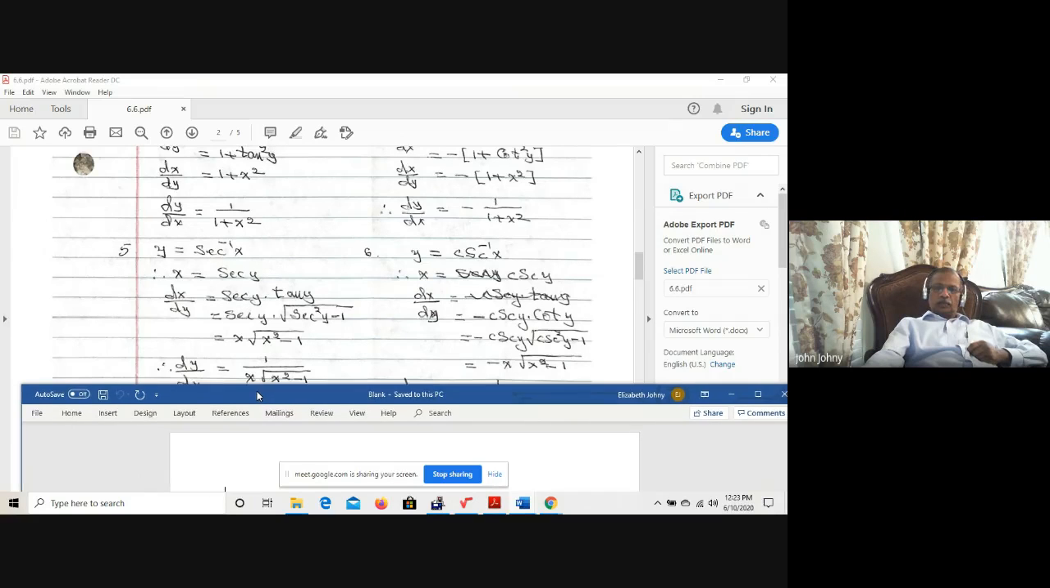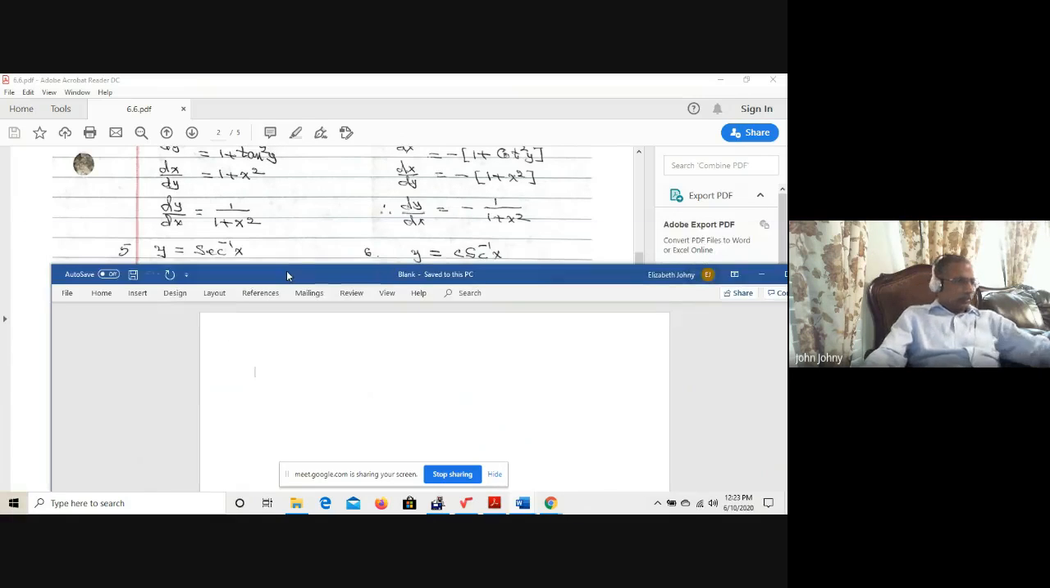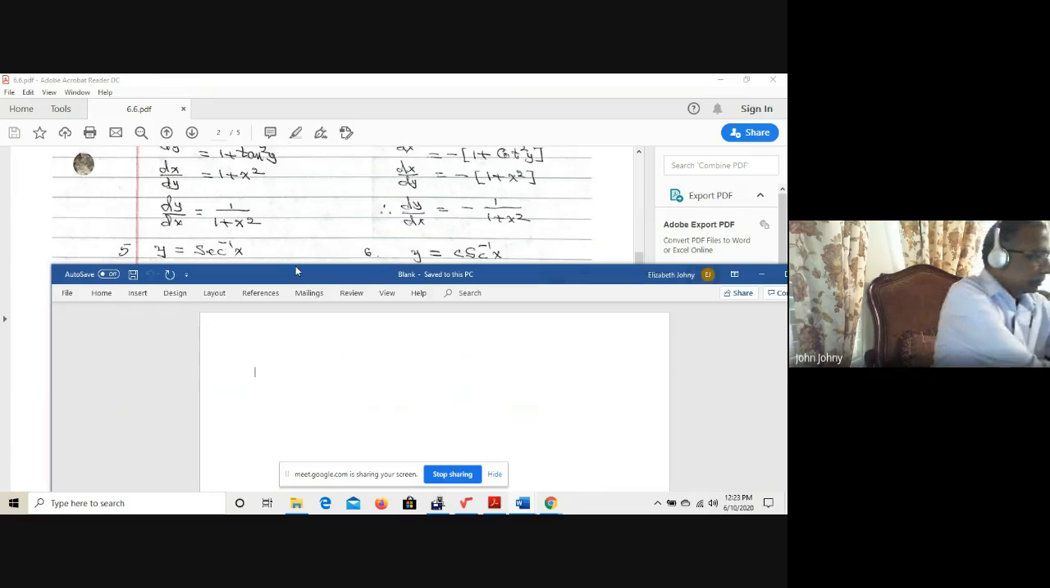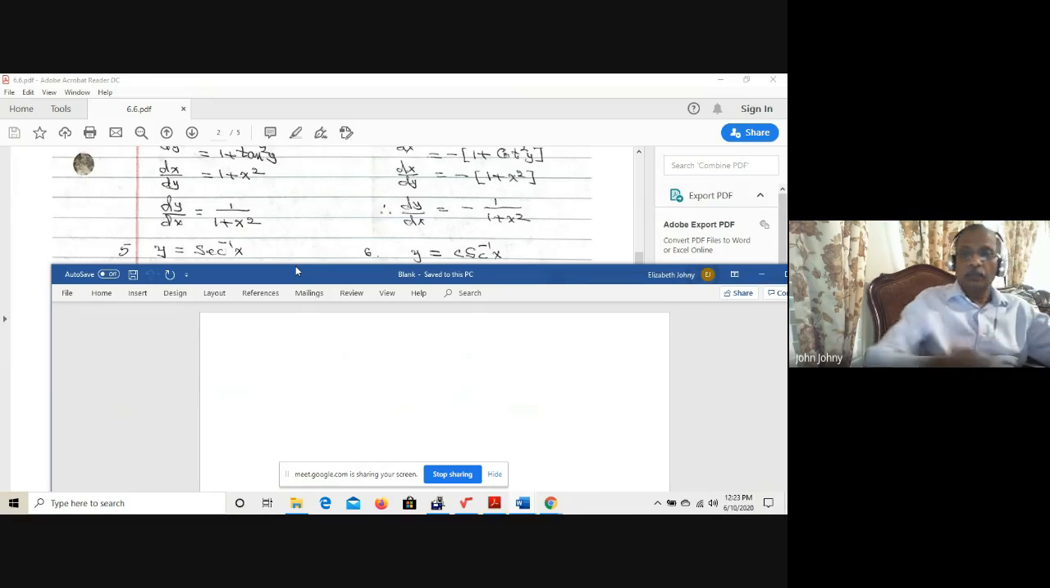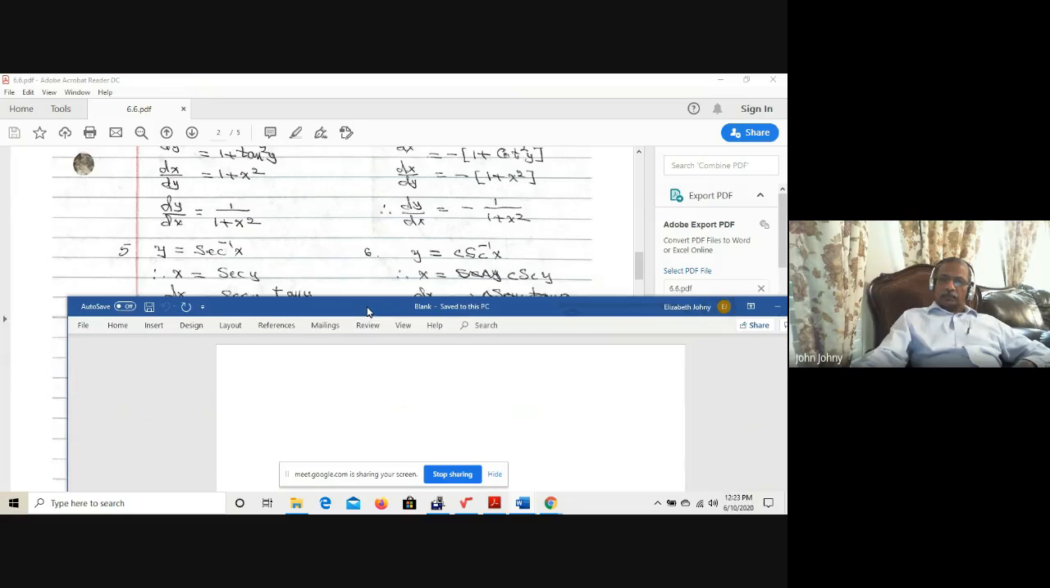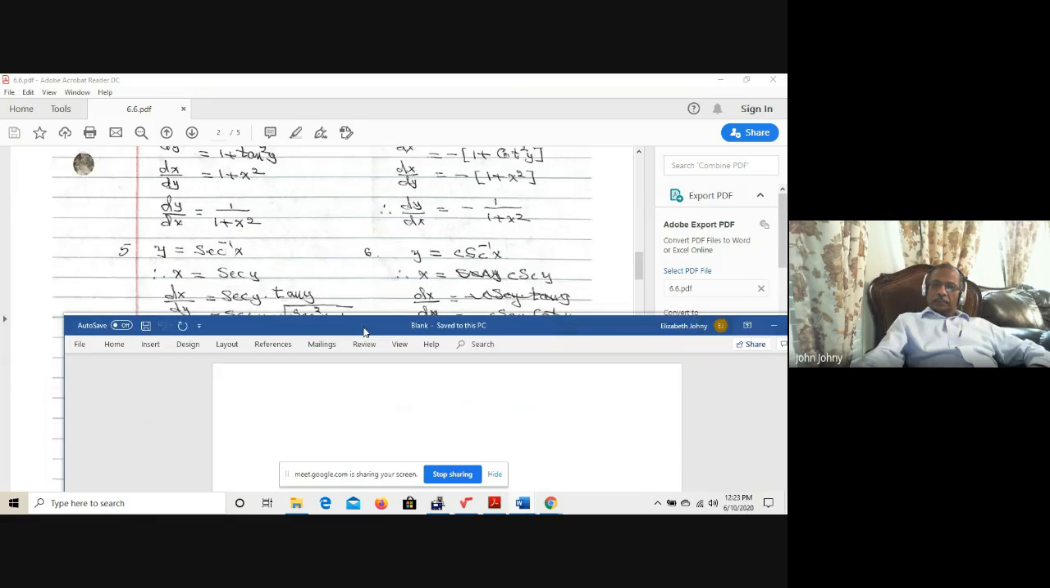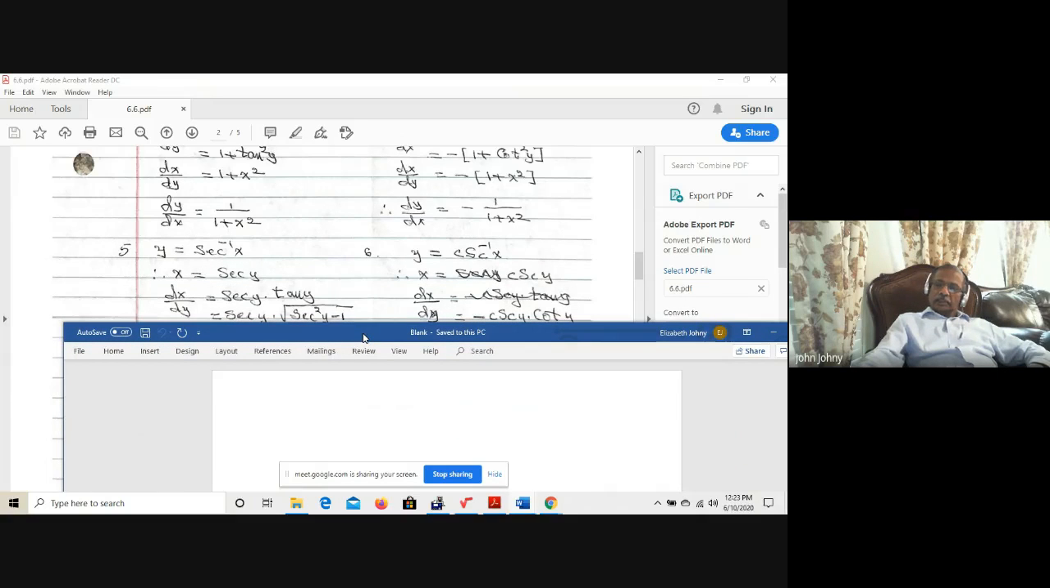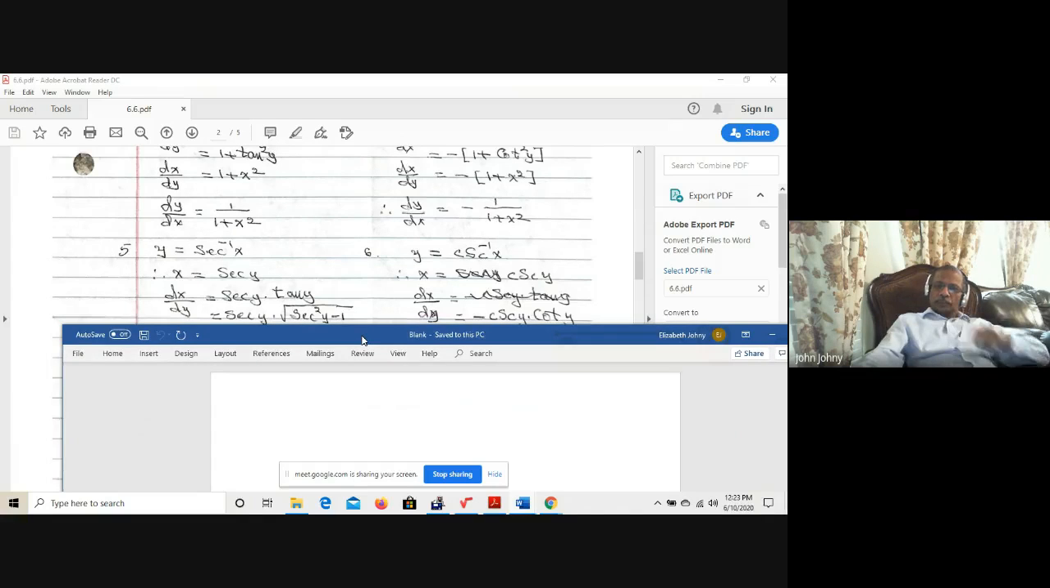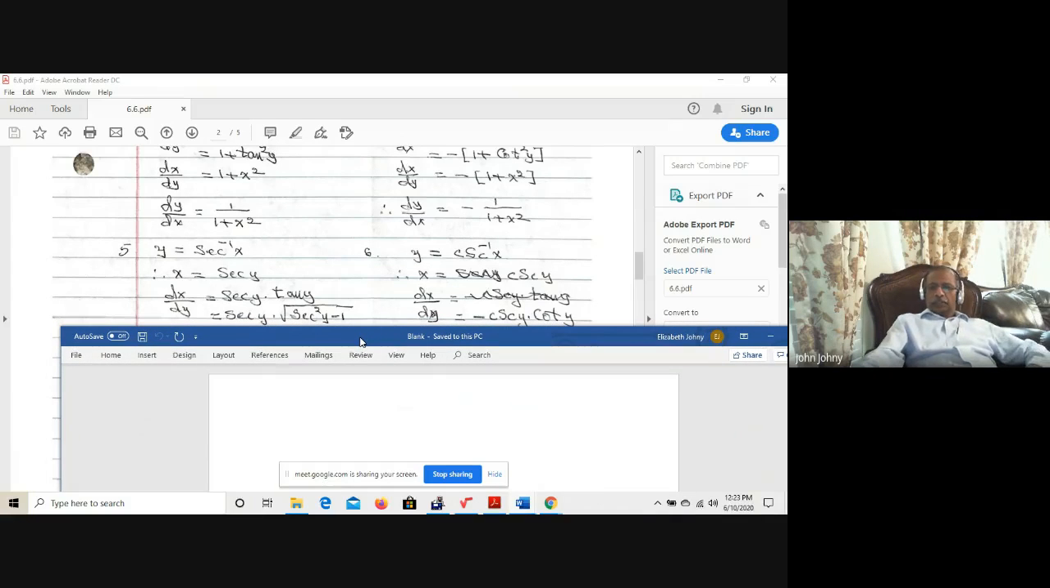The last one is y is equal to cosecant x. Therefore, x is equal to cosecant y. So dx over dy, the derivative of the cosecant function, is negative cosecant times cot. So it is negative cosecant y times cot y, because we are differentiating with respect to y.